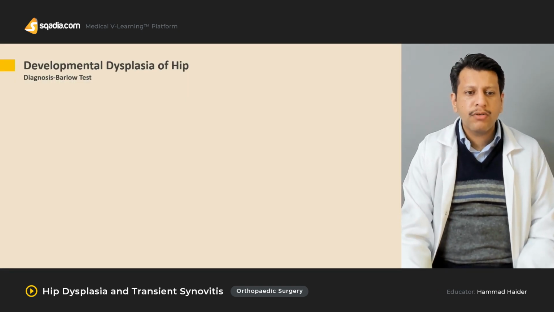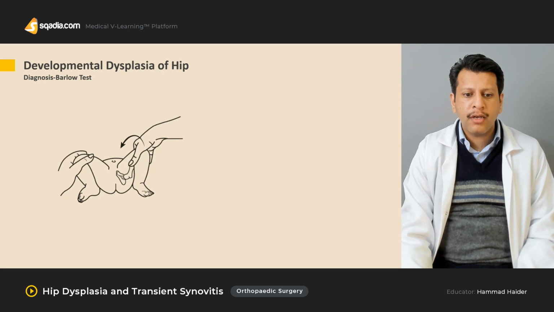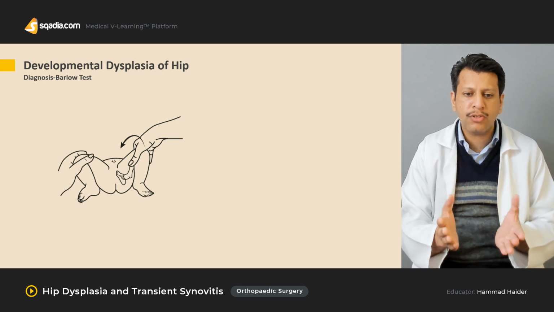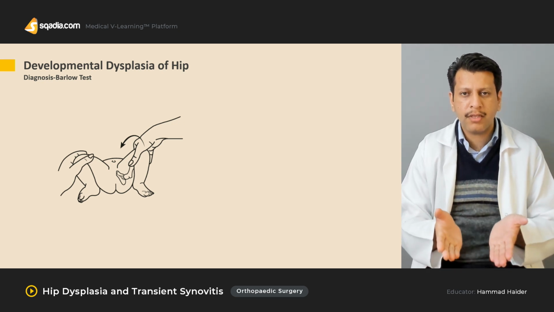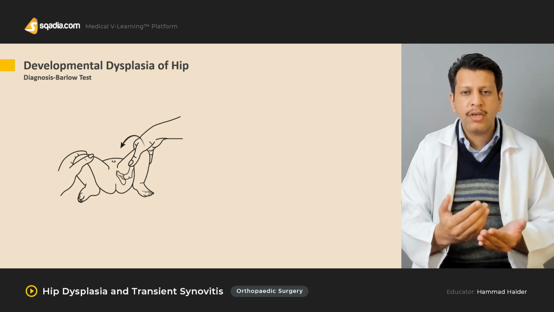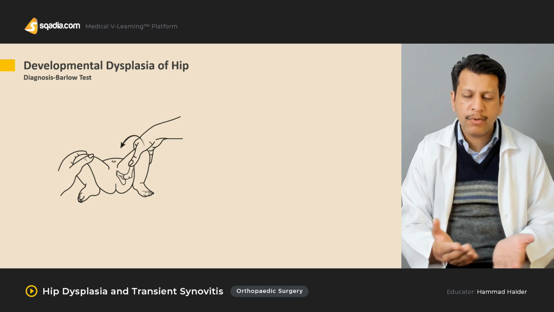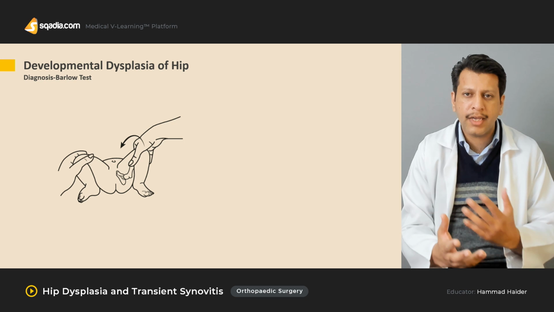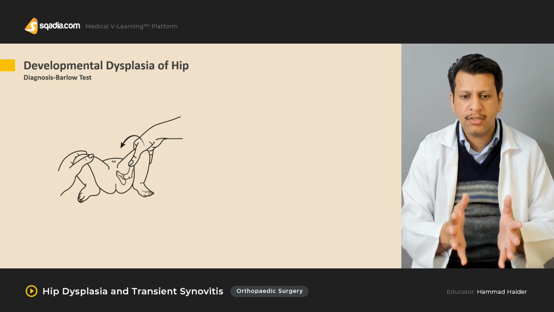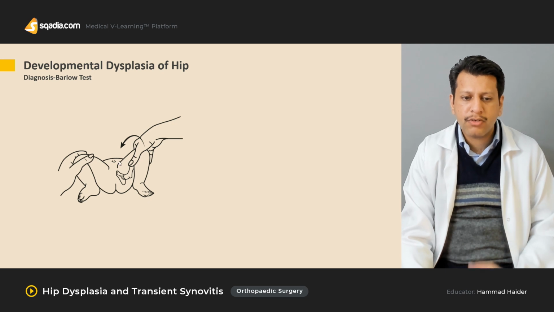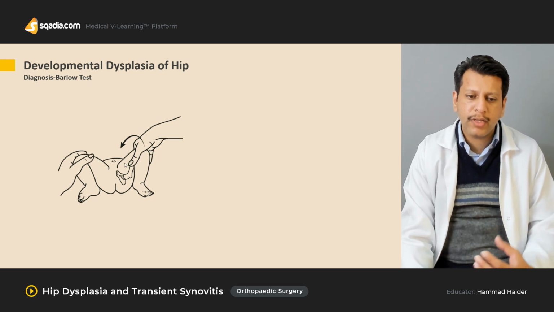Now, how to do the Barlow test. If you see it over here, this is also explaining the Barlow test. The best way is to make the child comfortable and lie them supine. Usually the mother and parents should be around, because the child can start crying, and then it would be difficult to perform the test. You simply ask them to remove the clothes or the pants or trousers, whatever the child is wearing.